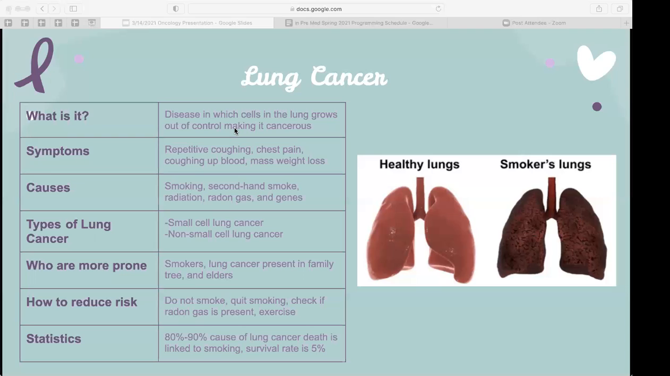So I hope you guys learned something new and interesting about lung cancer. In the next slide, you guys will be learning about leukemia.